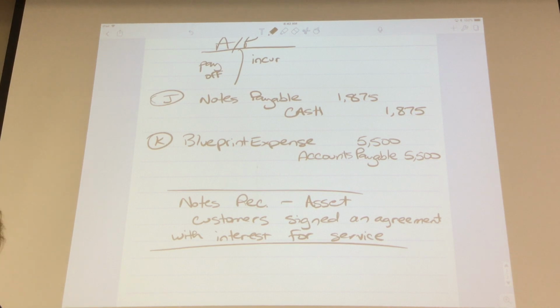In K, they're saying that we received an invoice, so we received a bill that we owe for the blueprints for $5,500. So it's not a customer that owes us, it's the bill that we owe. So since we owe the bill, we used accounts payable, and we record the expense, the bill that we owe, what the money we had to spend on blueprint services goes into the expense account. Is that a little better? Okay. All right, any other questions before we do L?